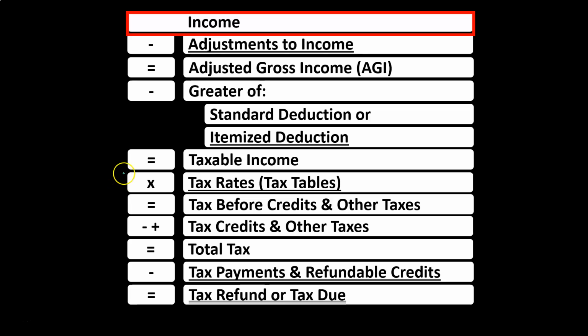1, the income line, remembering that we could basically break up our income tax equation into two halves. The first half basically being a modified income statement, the bottom half then being the calculation of the tax on the taxable income, then applying out the payments and credits to get to the tax refund or amount due.